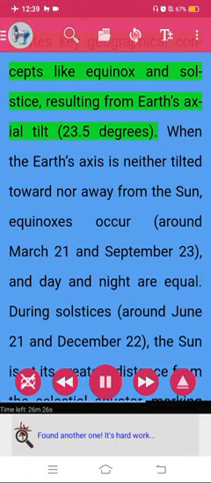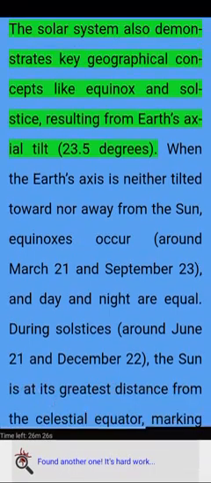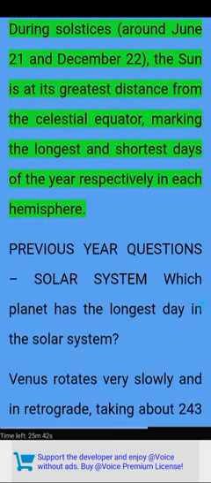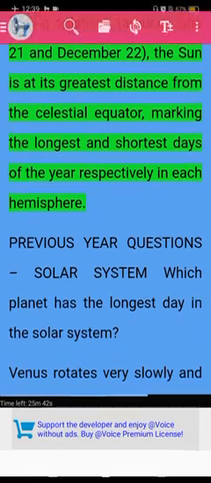The solar system also demonstrates key geographical concepts like equinox and solstice, resulting from Earth's axial tilt of 23.5 degrees. When the Earth's axis is neither tilted toward nor away from the sun, equinoxes occur around March 21st and September 23rd, and day and night are equal. During solstices, around June 21st and December 22nd, the sun is at its greatest distance from the celestial equator, marking the longest and shortest days of the year respectively in each hemisphere.